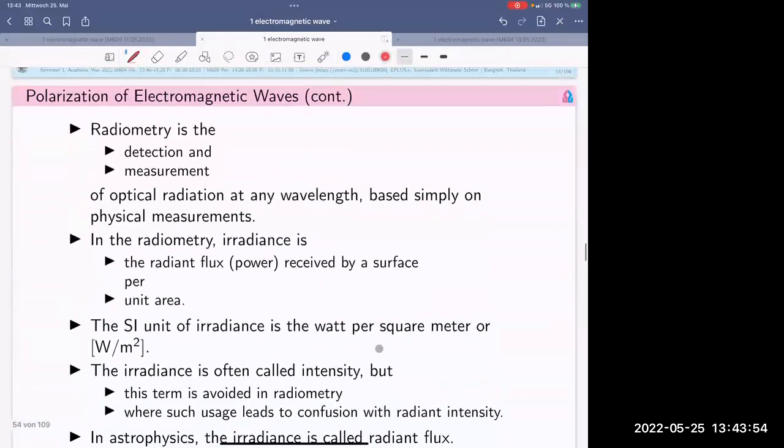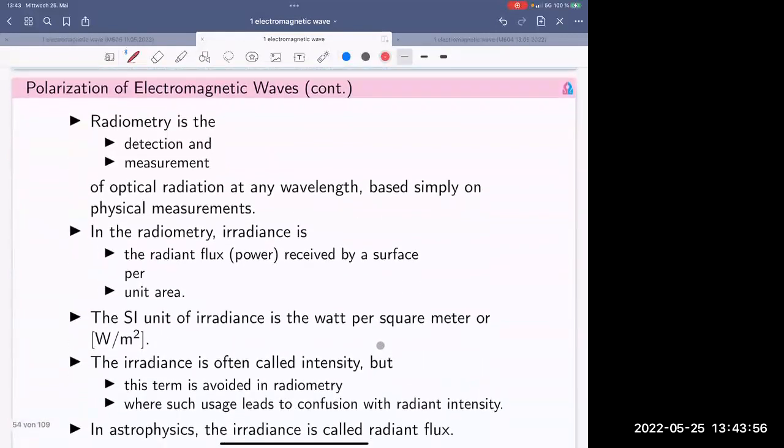We will talk about the intensity, but before we talk about the intensity calculation, you need to know some areas in physics. Radiometry is the detection and measurement of optical radiation at any wavelength. It's based simply on physical measurement. This is a research area many people are interested in.